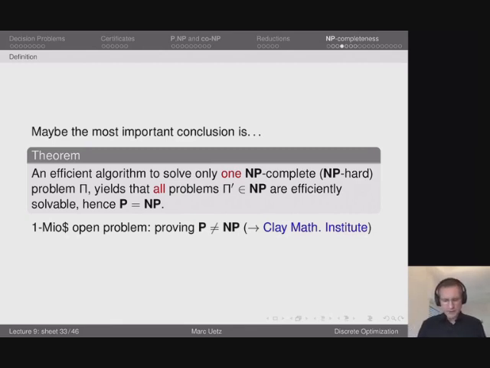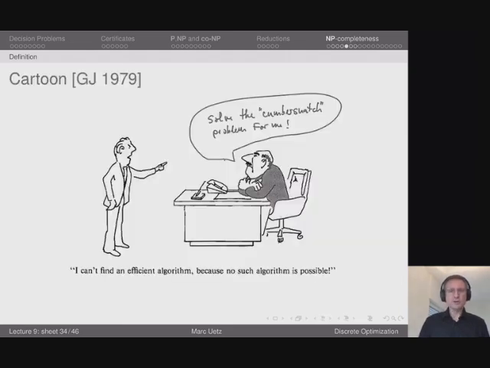Anyway, so what does this theorem give us? It gives us an important tool in order to justify why we are not able to find efficient algorithms for certain problems without being able to prove the non-existence of such algorithms. And that situation is very nicely sketched in this cartoon, which I took from the book by Garey and Johnson on computational complexity, by some people called the Bible.